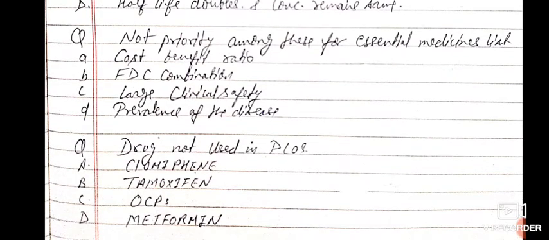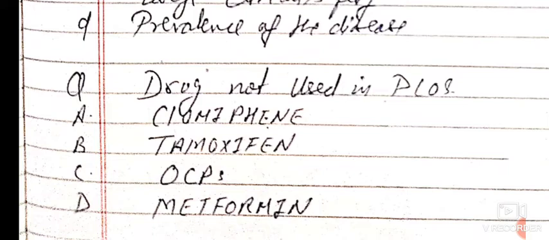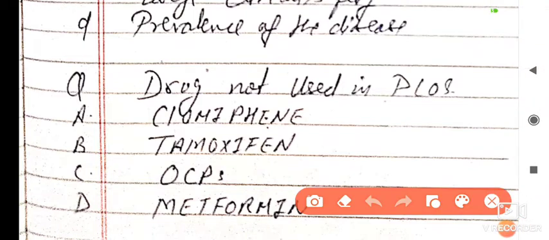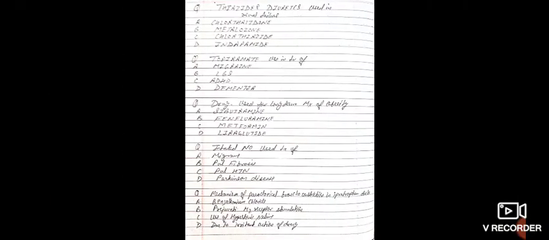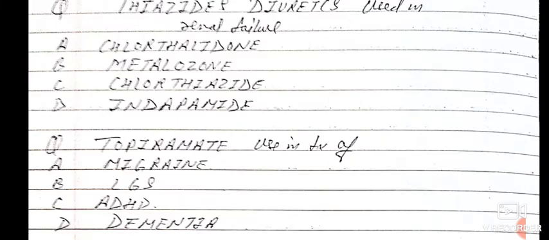Now, drug not used in PCOS, polycystic ovarian syndrome. Clomiphene we can use for induction of ovulation. OCPs we can use. Metformin we are going to use in PCOS, but tamoxifen is not useful. Tamoxifen is used in breast carcinoma, premenopausal or postmenopausal breast carcinoma.